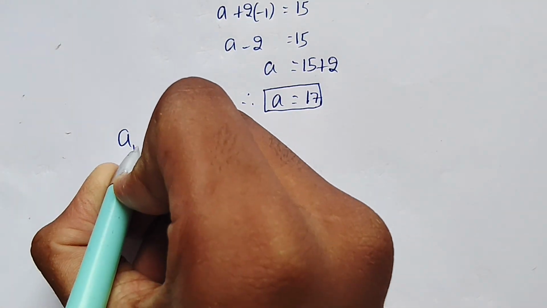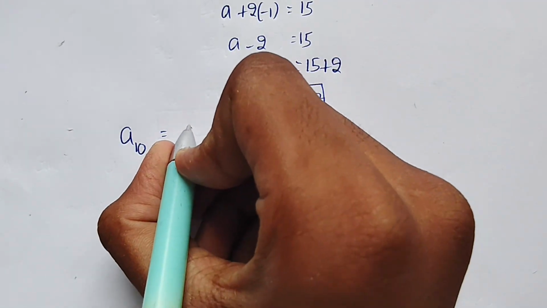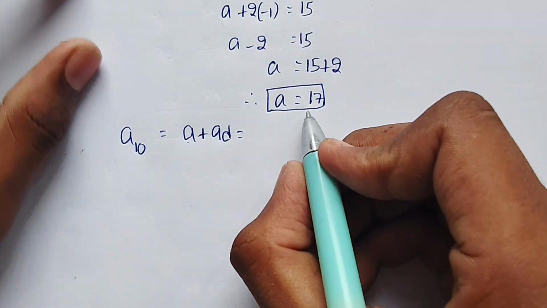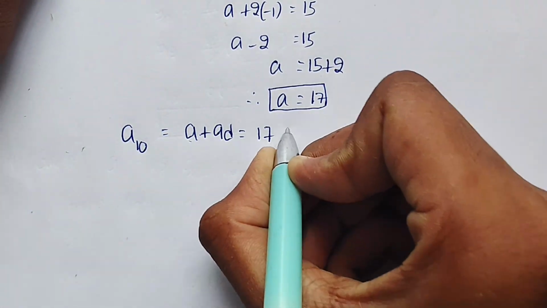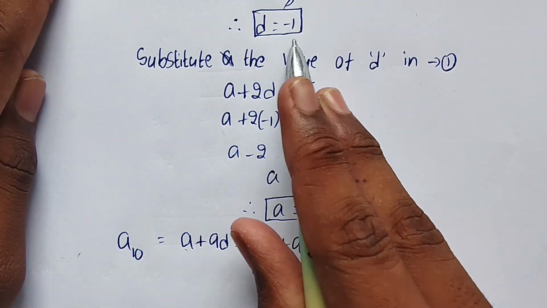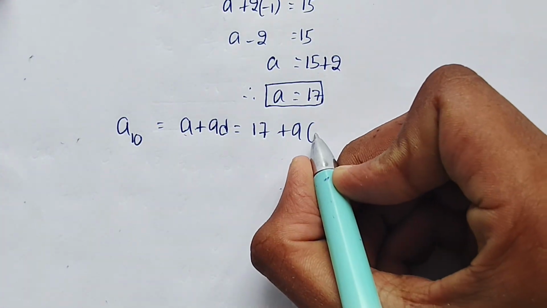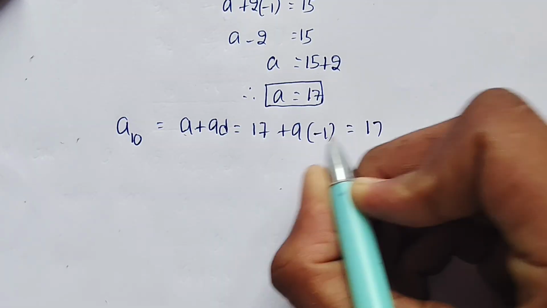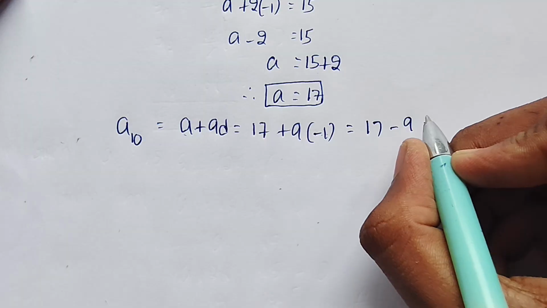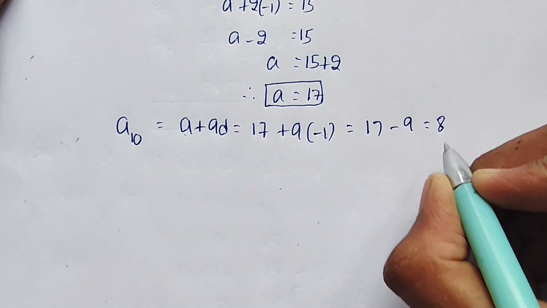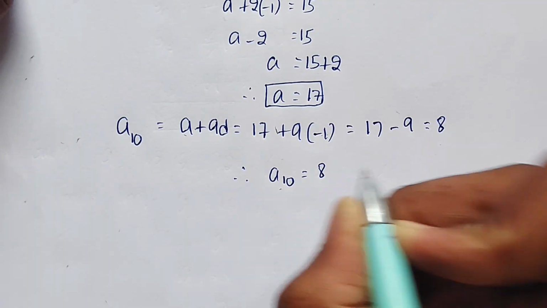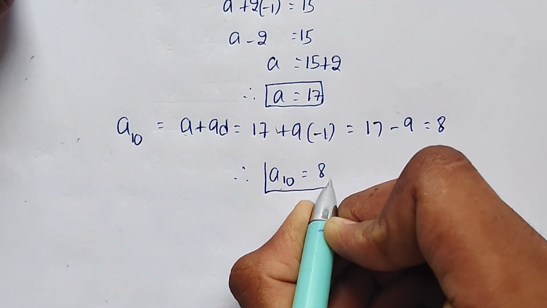a base 10 can be written as a plus 9d. The value of a is 17, plus 9 times the value of d, which is minus 1, equals 17 minus 9. So we get the value 8. Therefore the 10th term of the AP is 8.